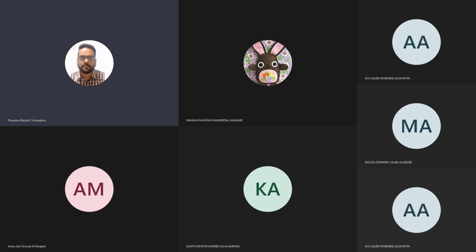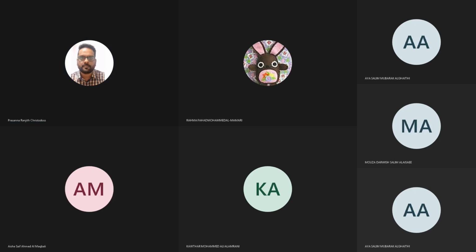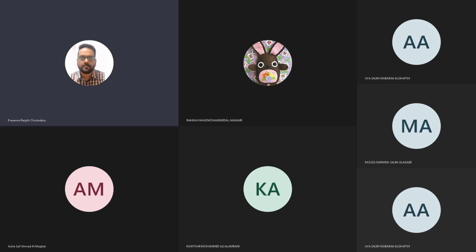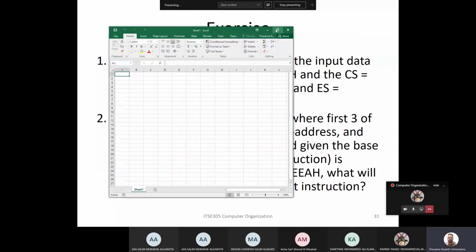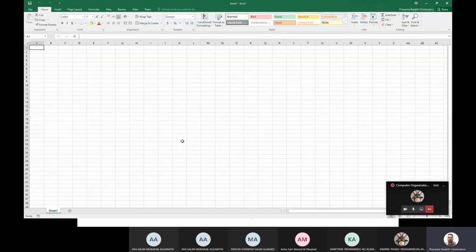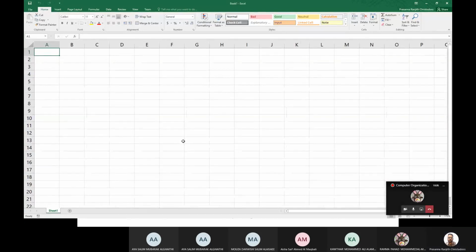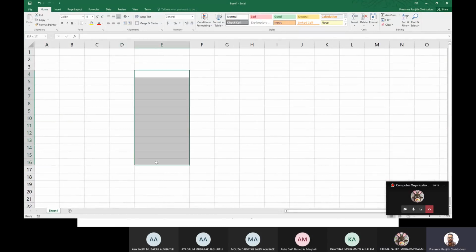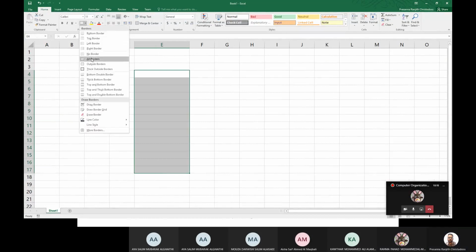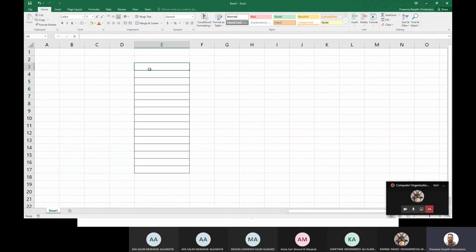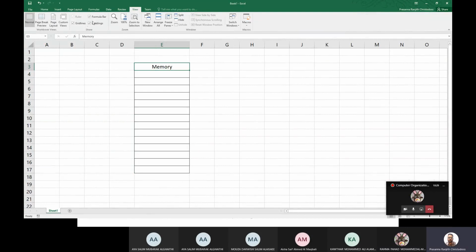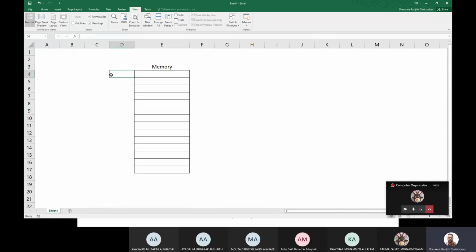Okay, let's see this one. What do you see now? Do you see the Excel file? Yes? Now, let's consider this as the memory. I'm going to draw, and put it in the center. I'm doing it this way because you will understand better. Now here you have the address.